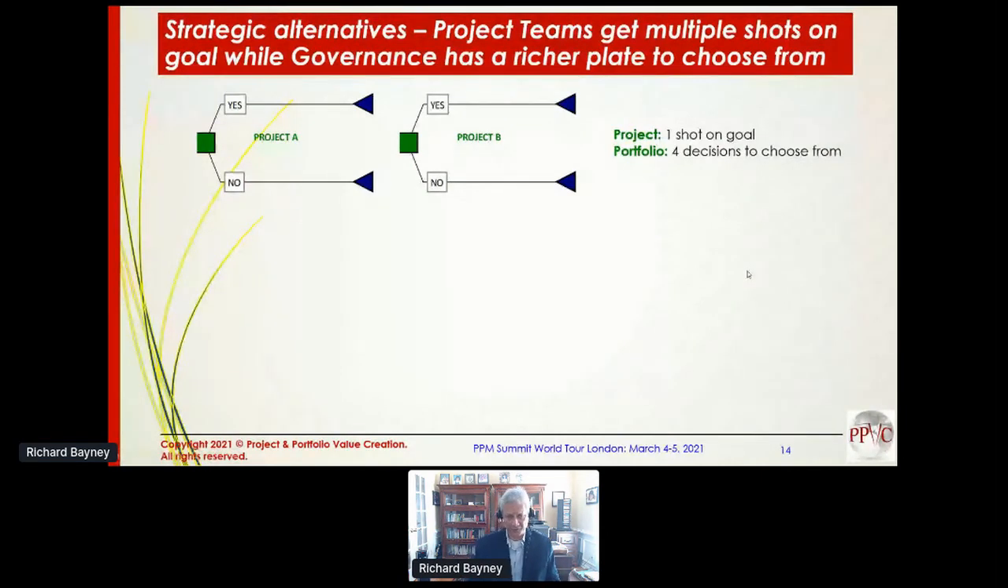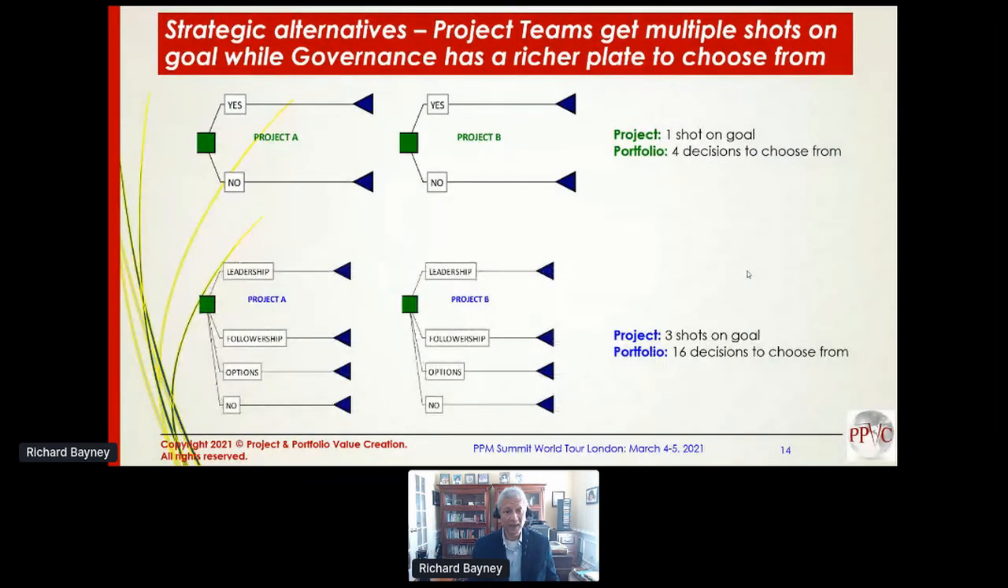Take the same 2 projects, use a strategy table, create strategic alternatives in the simple manner that I described earlier. And now we're looking at not just yes, but if yes, how? And I'm going to stick with the leadership, followership, and options approach. And now your project teams have 3 shots on goal, not just 1. And now governance has 16 decisions to choose from, not just 4.